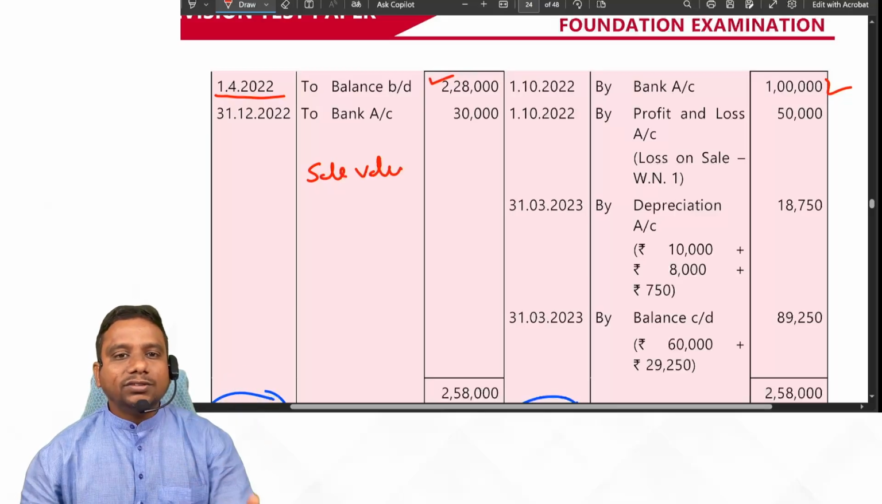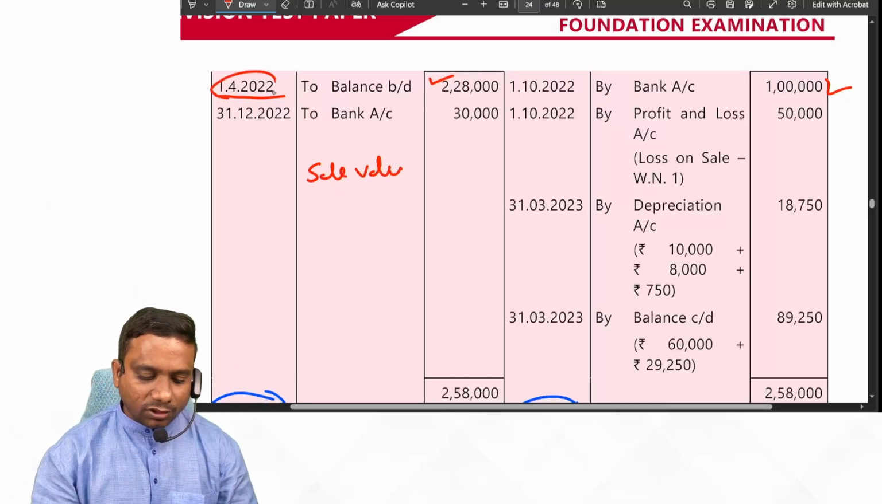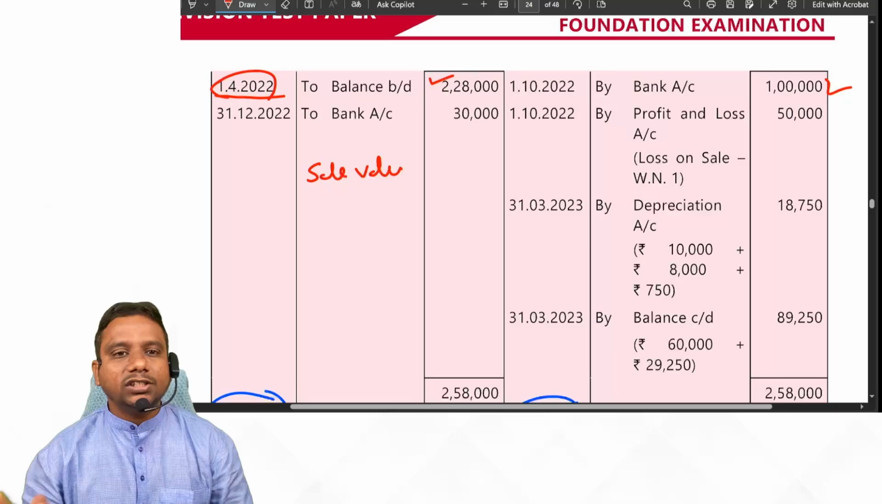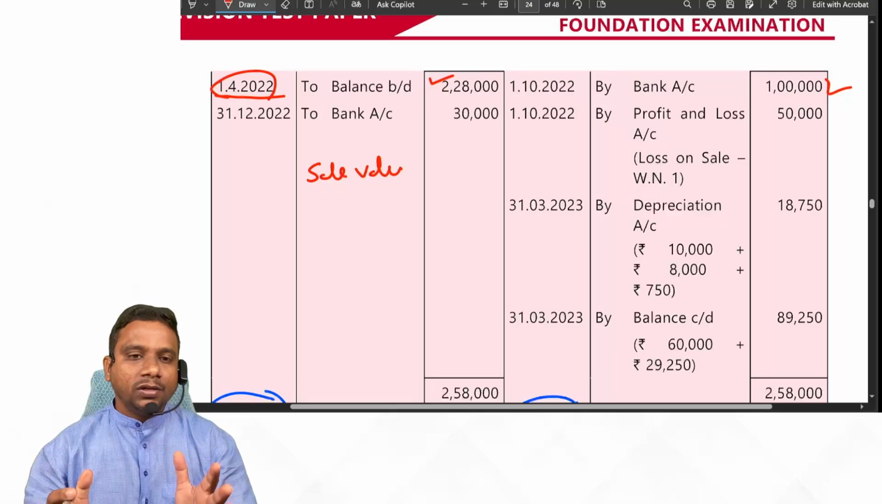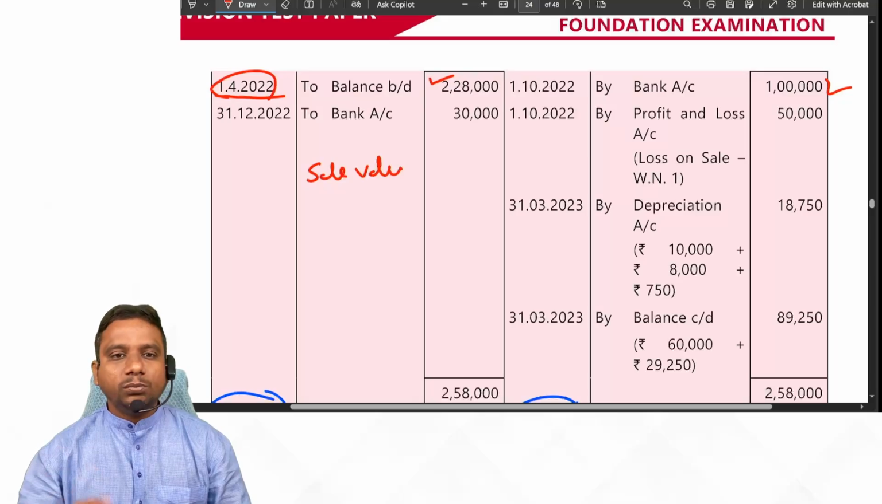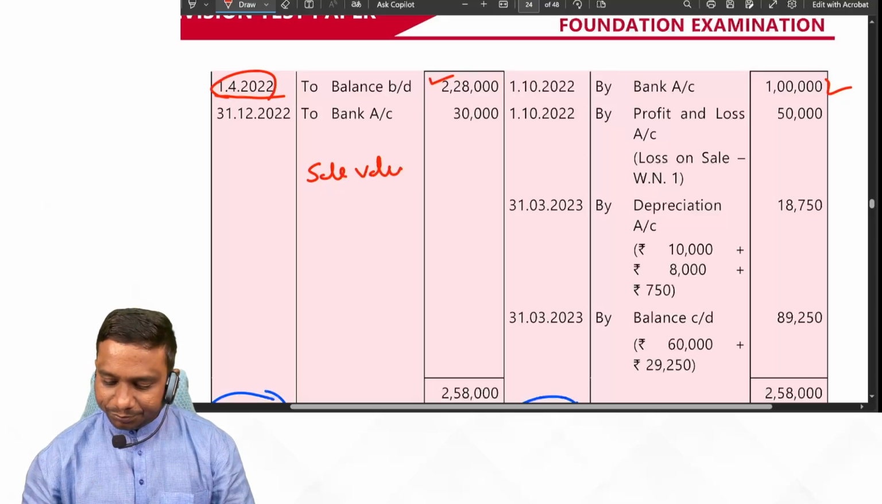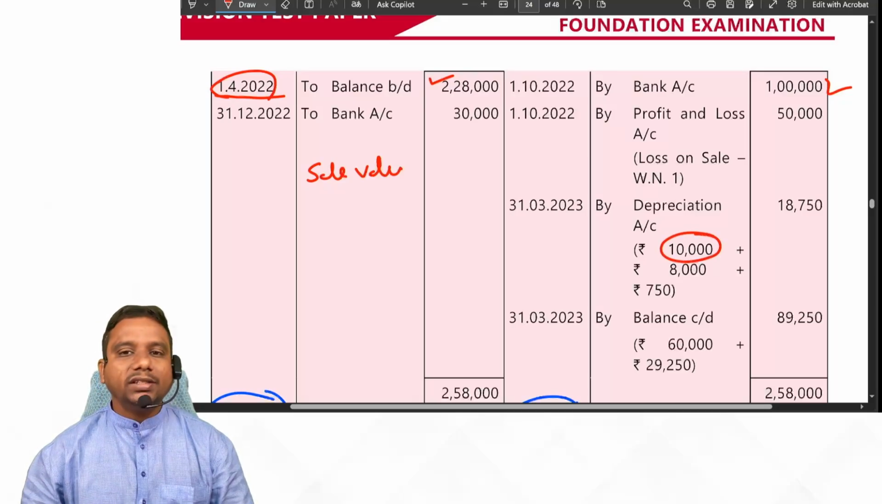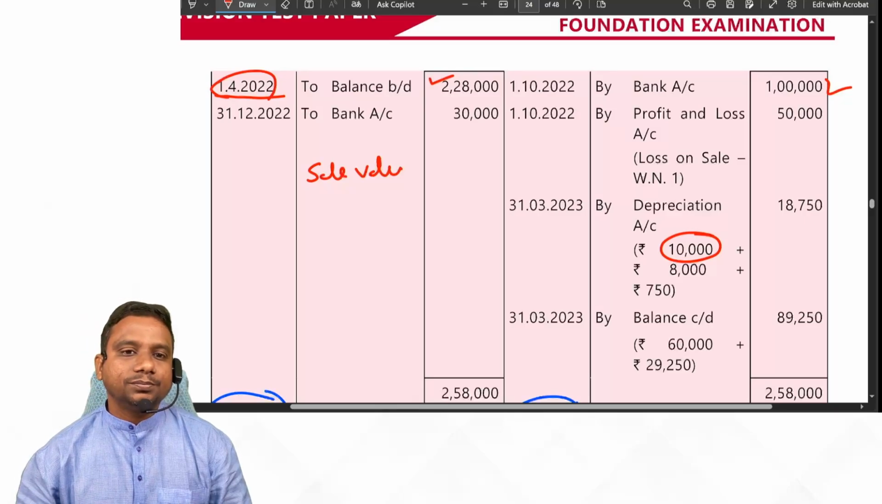Now, from the date we opened the books of accounts, 1st April, till the date of sale, what is the date of sale? 1st October, 6 months. So, we have to calculate depreciation. So, 2 lakhs into 10% into 6 by 12, 10,000 rupees.